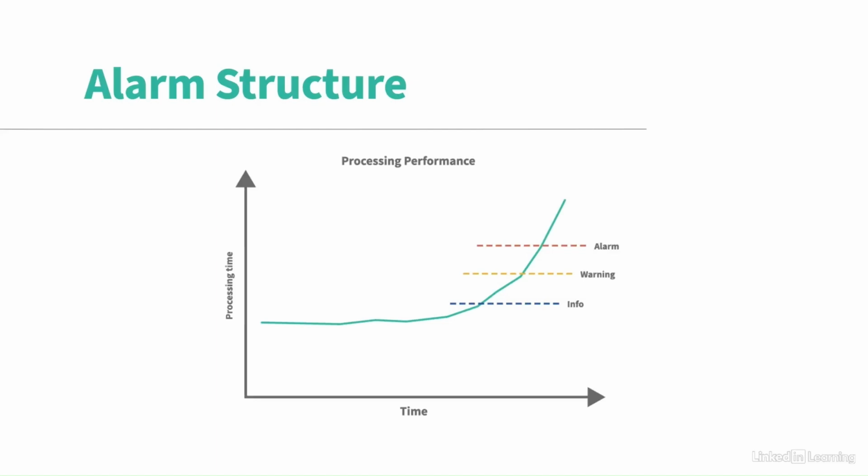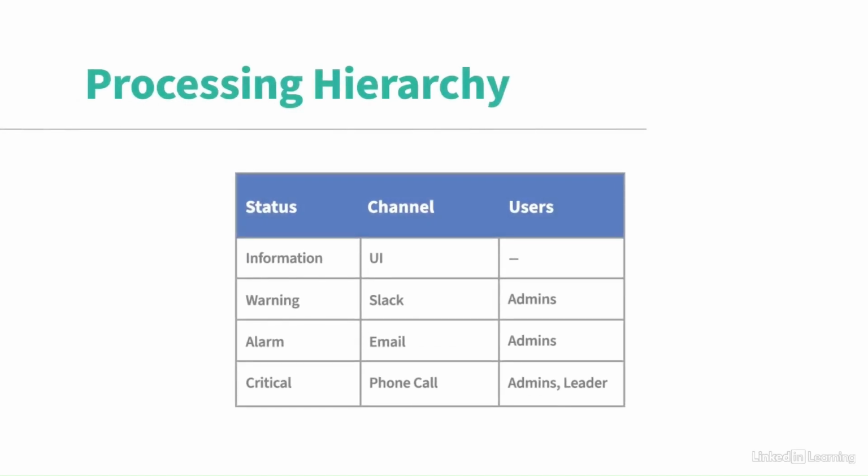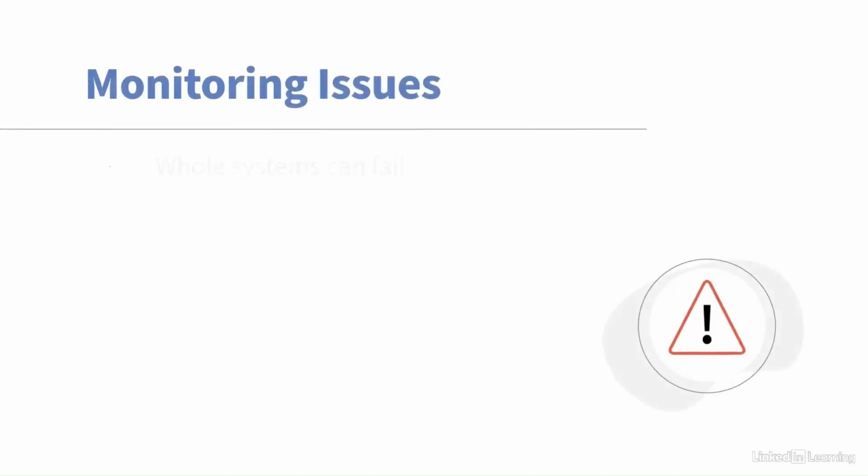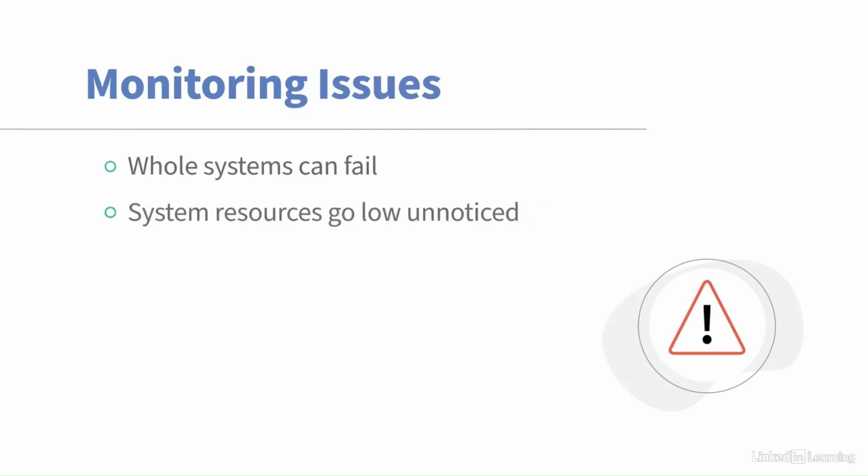With the alarming, let's quickly talk about the alarming hierarchy. Very often you have a table where you have the status: information, warning, alarm. You could also set critical. It's totally up to you how many status levels you are going to set. And then you have the channels where this notification is going out. So information would be just the UI. Warnings would go over Slack, alarms via email, critical via phone call, or old school via SMS. And then you would define the users who are getting notified. So the UI is basically like a silent alarm. Warnings would go out to the admins via Slack.